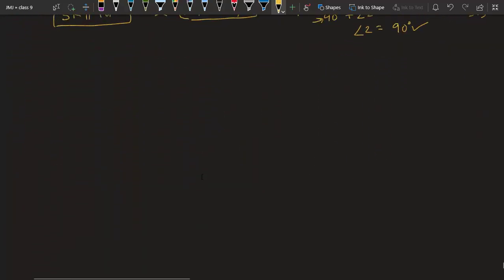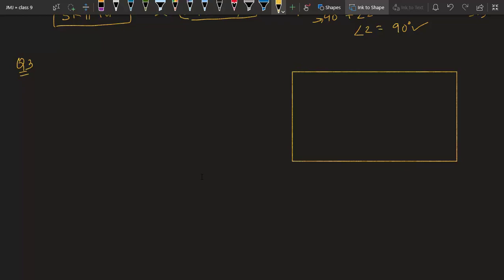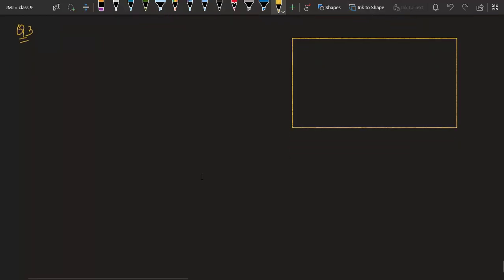Question number 3. ABCD is a rectangle and P, Q, R, S are the midpoints. So this time, in the last question ABCD was a rhombus, now it is a rectangle. So you can see they are changing questions like this. They are just trying to check your knowledge. So this time it is a rectangle, and again you should be remembering all the properties of a rectangle.